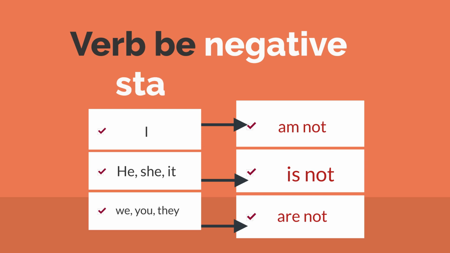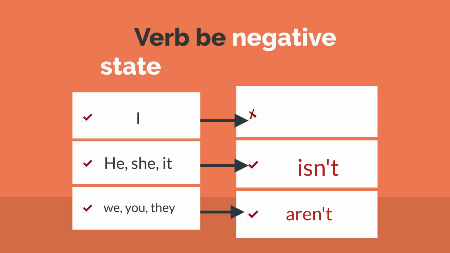Verb be negative statements. I am not. He is not. She is not. It is not. We are not. You are not. They are not.